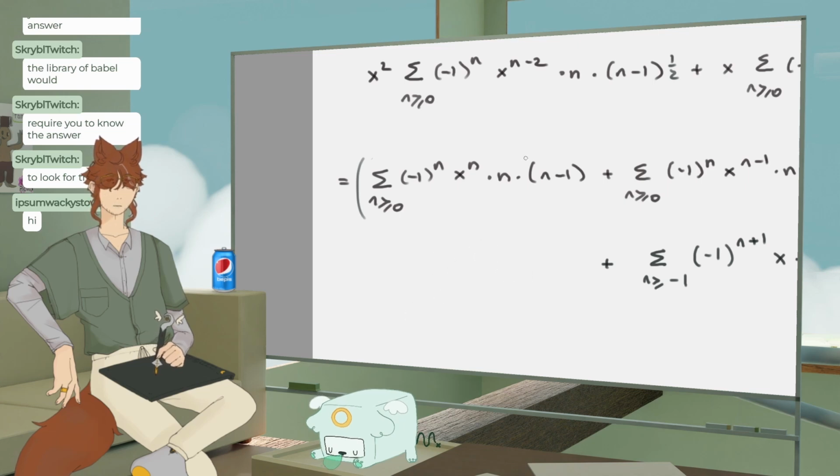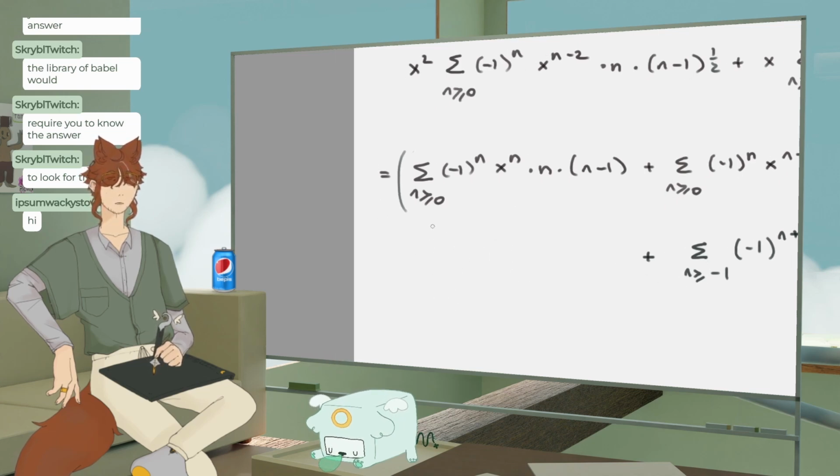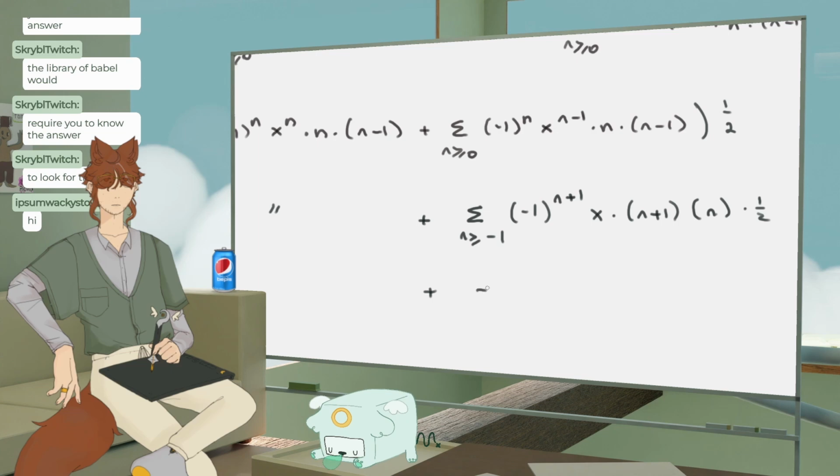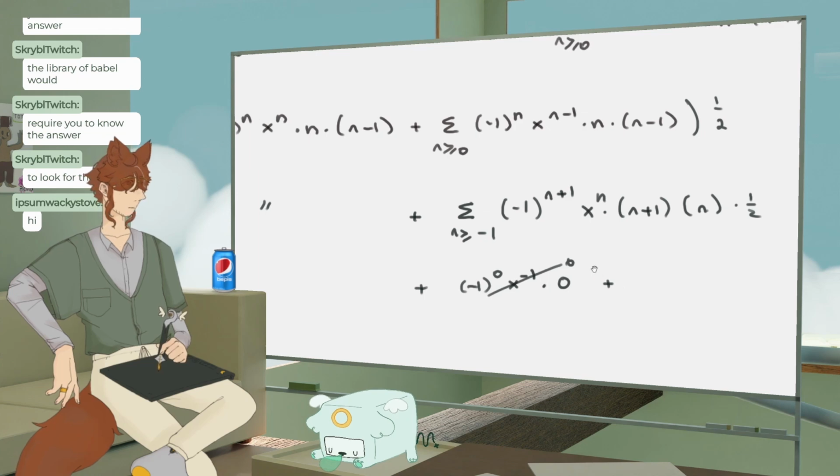I can reindex this one. I can pull out a term for this one. Oh, wait. No, I have to pull out 2 terms for this one instead. That's what I was doing wrong. So plus... Okay, we're going to pull out the n-1 term. So that's going to be -1 to the 0 times x to the -1 times 0. It's 0. And n is going to be 0 also. Plus 0.